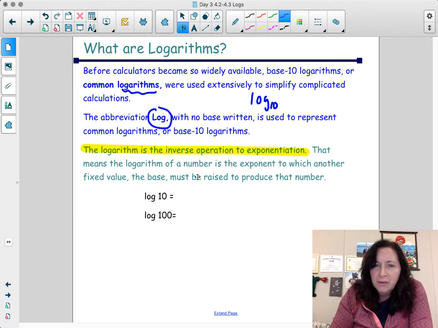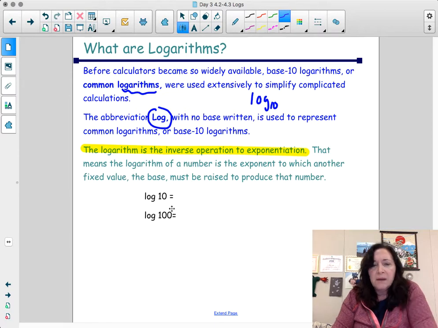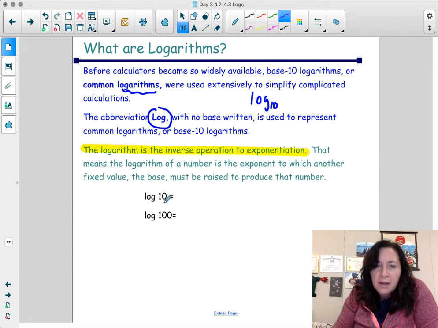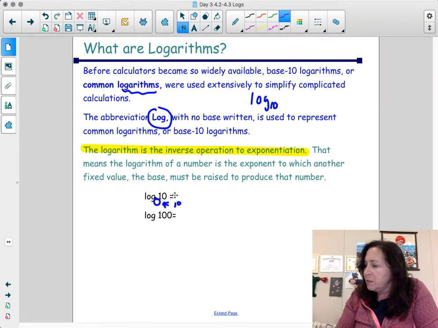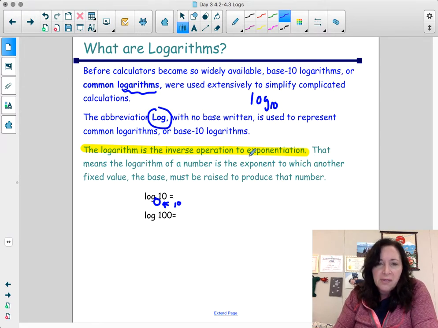The logarithm is the inverse operation to exponentiation. That means that the logarithm of a number is the exponent to which another fixed value, the base, must be raised to produce that number. There's a couple of things that we're going to practice with these two examples right here. This is log of 10. Now, if you don't see a value where the base is supposed to be, that value is always going to be 10. And the reason is because our system, our calculators, everything we have is based on base 10. So if there's no base, it's base 10.